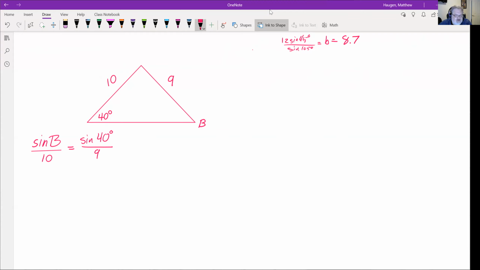Now I really, really want everybody to do this. If you don't have your calculator yet, go get it. I want you to solve this for B and write down what you get.